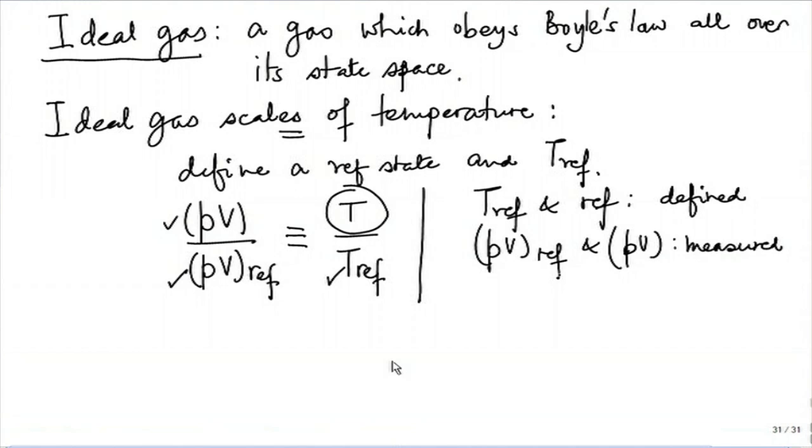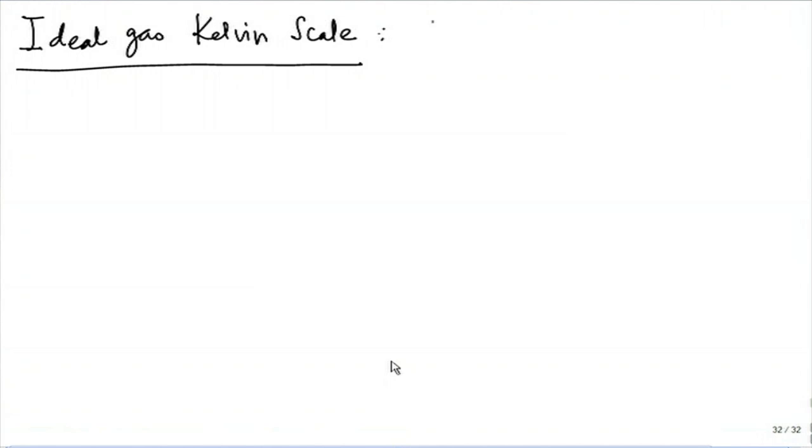But again here you will notice that the reference state can be defined by different people in a different way. The T reference can also be defined by different people in different ways. And there are ideal gas scales of temperature. For example, there is a Rankine scale of temperature, there is a Kelvin scale of temperature, and I am sure there could be other scales of temperature. So again there is a certain amount of arbitrariness, but the standard scale today is the ideal gas Kelvin scale, which allows us to assign the temperature on the Kelvin scale to a state of any system.